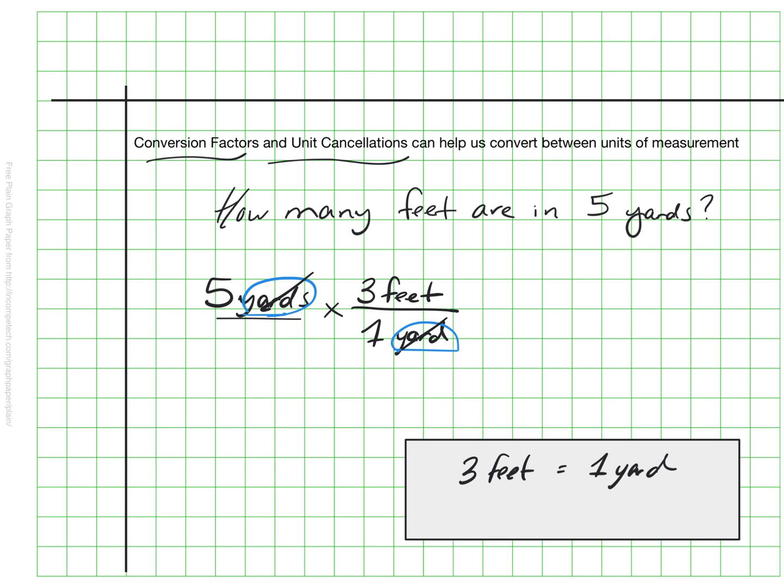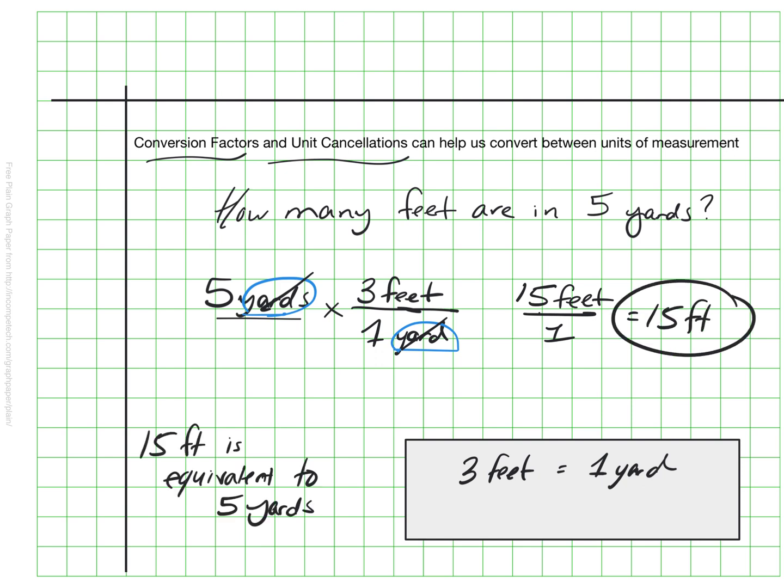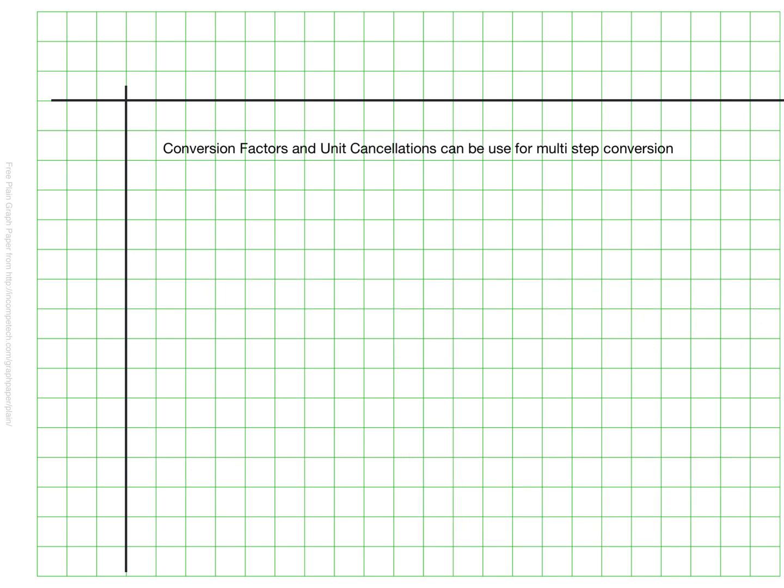So I end up with 5 times 3 is 15, and that has feet here. And 1 by itself is on the bottom with no unit of measurement. That means my answer is 15 feet. So if you picture someone running 5 yards on a football field, that would be the same as running 15 feet. And where you'll see this process of using this unit cancellation a lot is when you have multi-step conversions.